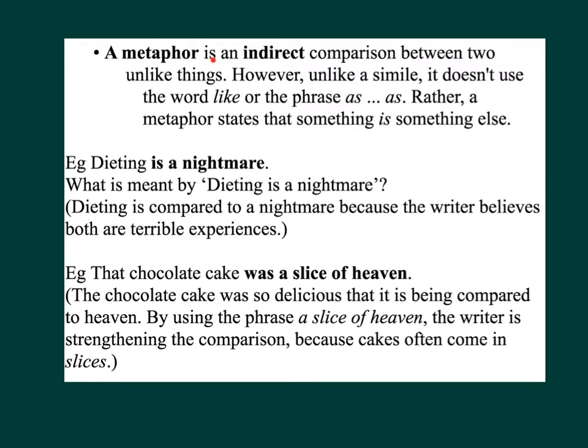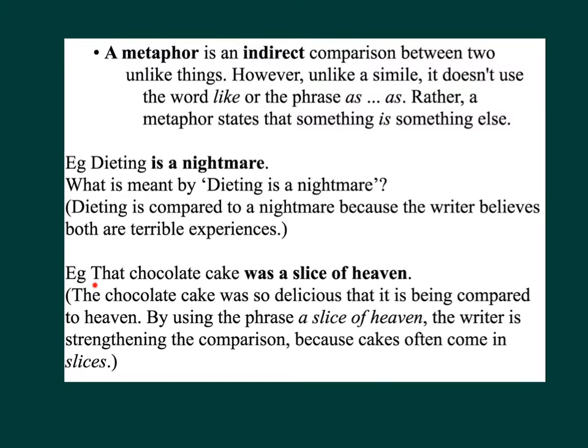A metaphor is an indirect comparison between two unlike things. However, unlike a simile, it doesn't use the word like or the phrase as. Rather, a metaphor states that something is something else. For example, dieting is a nightmare. What is meant by dieting is a nightmare? Dieting is compared to a nightmare because the writer believes both are terrible experiences.